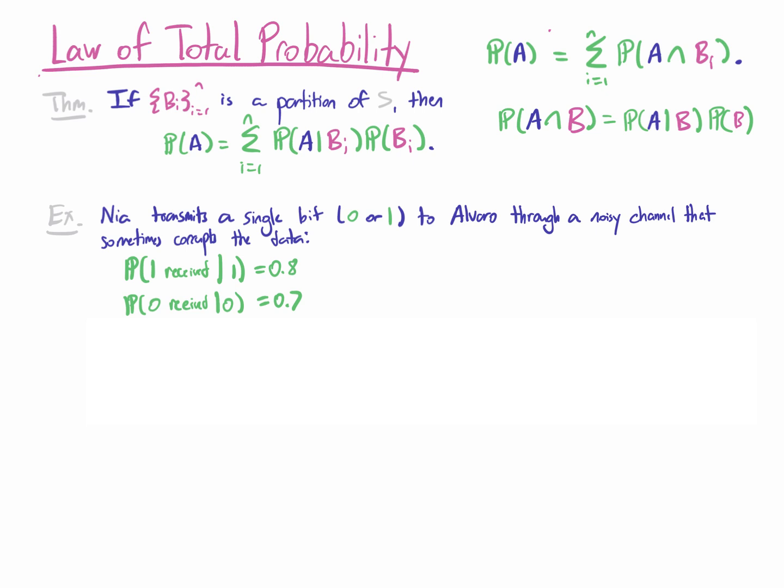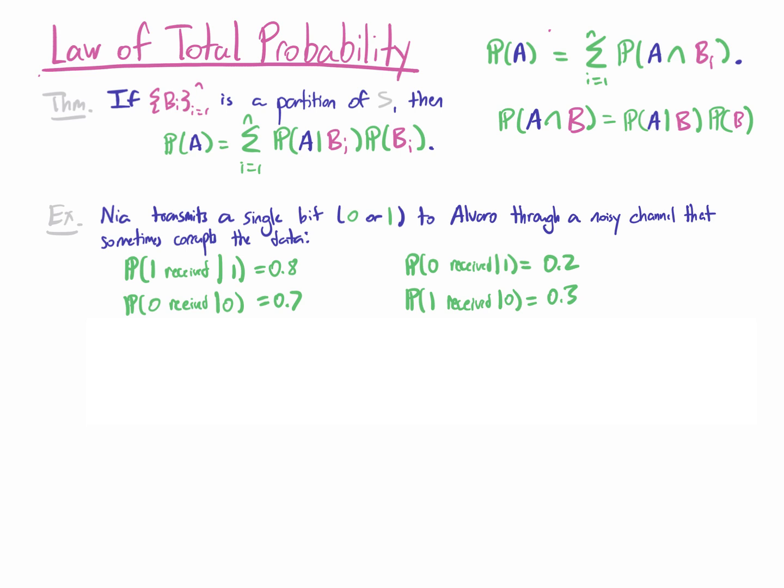This means that if we use our complement rules here, the probability that a 0 is received, given that Nia transmitted a 1, has to be 1 minus this, because I'm in the 1 scenario, so those are my only two possibilities. So that's 0.2. And the probability that a 1 is received, given that Nia sent a 0, is equal to 0.3. Okay, so this is our channel.